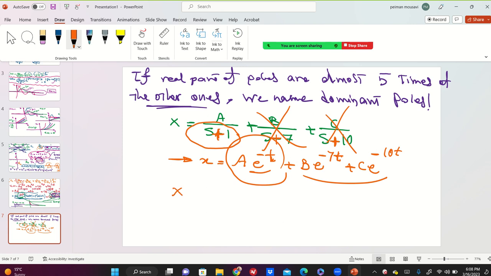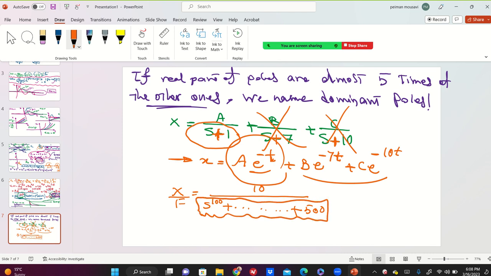Now, even if your system is, I don't know, x over f is 10 over s to the 100 plus 500, I don't know what's between them. You have a 100th order system. If you want to find it, find the poles of the system. It gives you which of them are the dominant poles. Yeah, you have a question?